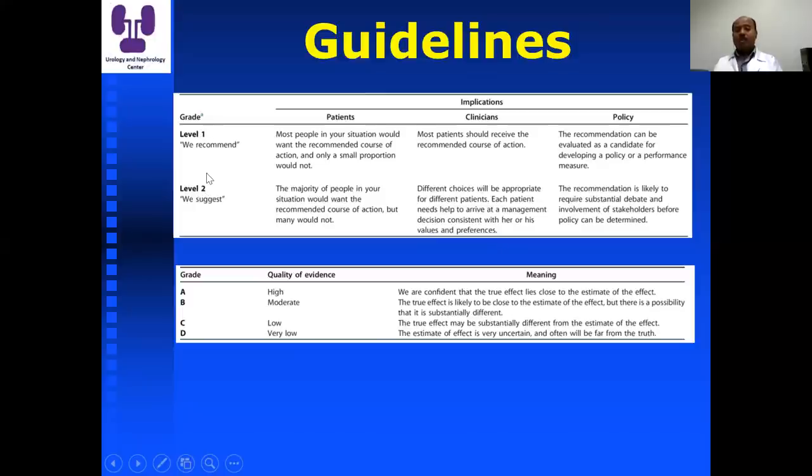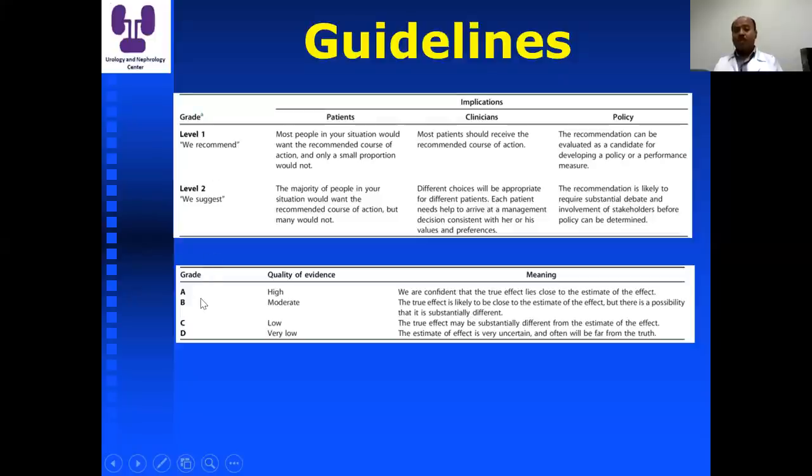So the experts, when they sit together to establish diagnostic guidelines or therapeutic guidelines for a certain disease, say we recommend or we suggest. And if this is based on research, we assess the level of research. If it's very strong research, like a strong meta-analysis or strong randomized controlled study, A; moderate research, B; weak research, C; and D, maybe their opinion. So 1A means recommendation based on a strong level of research.